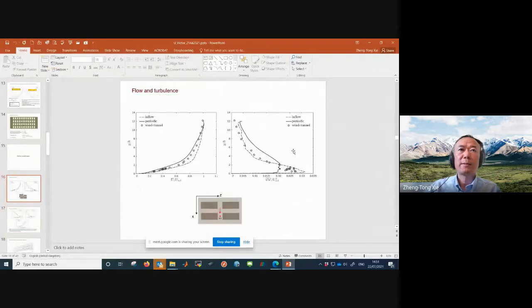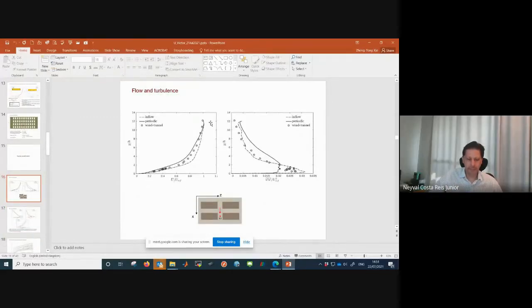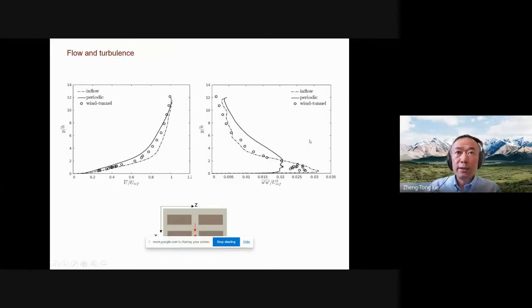Yeah, for example, here, right? This one. Yeah, that one. So the solid line is a periodic boundary condition, which assumes the inlet and outlet turbulence are identical, something like a recycle. And the dashed line is the inflow condition, and the symbols are from the wind tunnel.